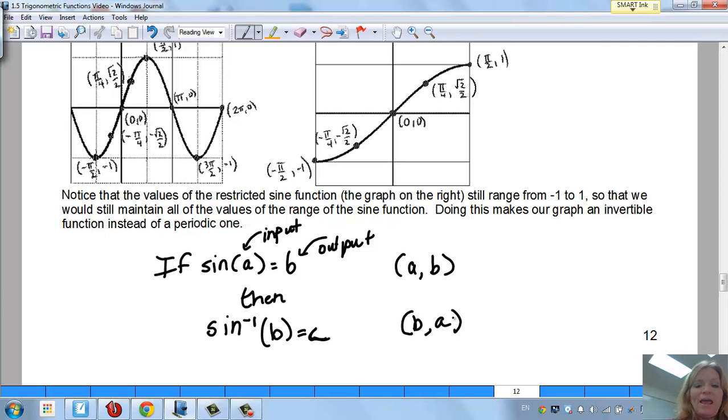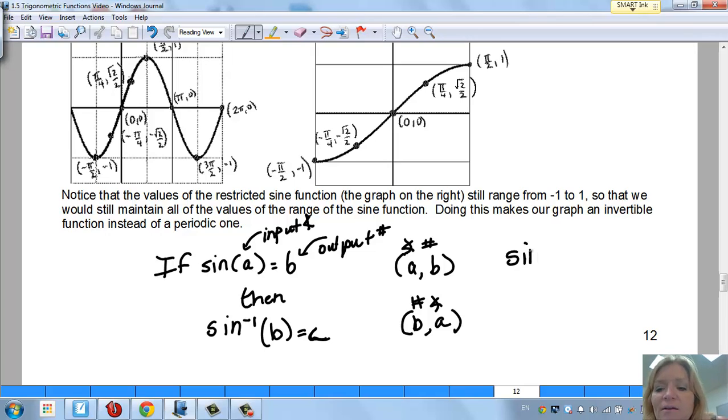This is my angle here. Output is a number. So this is an angle and this is a number. When you do inverse functions, look how they're flipped. Now I have a number and then I get an angle. So it's like backwards.